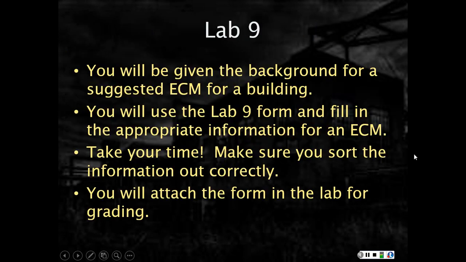Now in Lab 9, you'll be given the background for a suggested ECM for a building. Now this is an actual building here in Big Rapids. You will use the Lab 9 form and fill in the appropriate information for an ECM. You need to take your time. Make sure you sort out the information correctly. You will attach the form in the lab for grading.